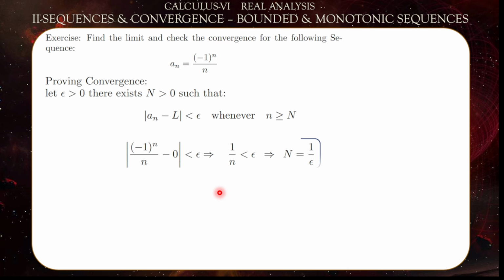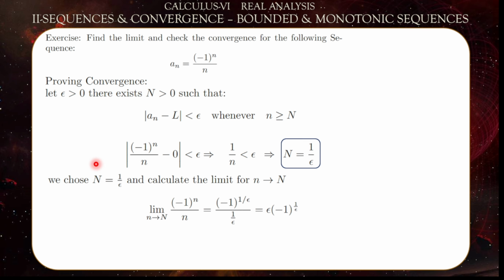Now let's prove the convergence. Let epsilon be greater than 0. There exists a number, capital N, very large, greater than 0, such that the absolute value of a_n minus L is less than epsilon whenever n is greater than or equal to capital N. So you simply place |a_n minus L| less than epsilon. The limit is 0, so |(-1)^n divided by n minus 0|, remember, -1 becomes +1, divided by n is less than epsilon. Hence, N should be chosen equal to 1 divided by epsilon.